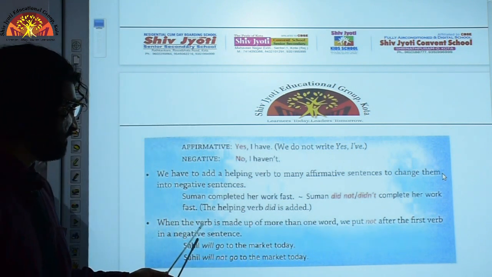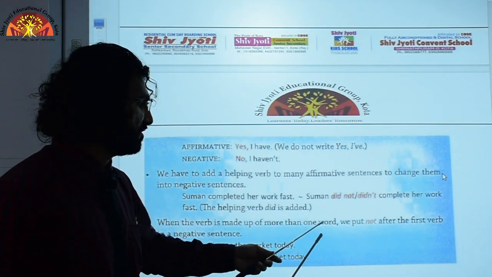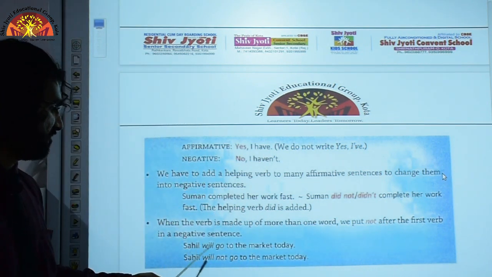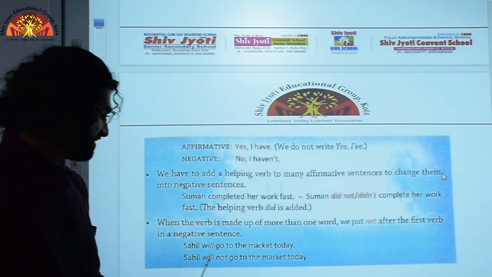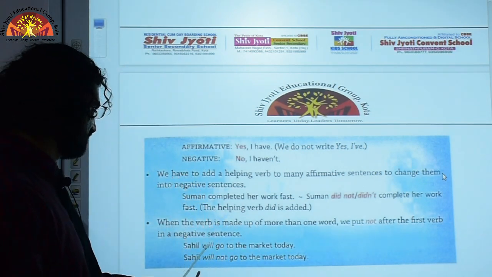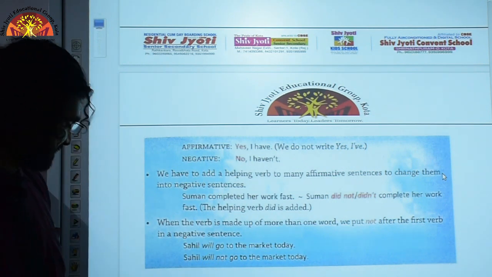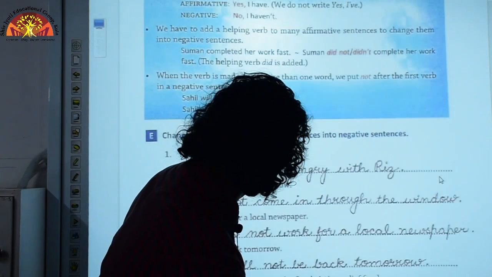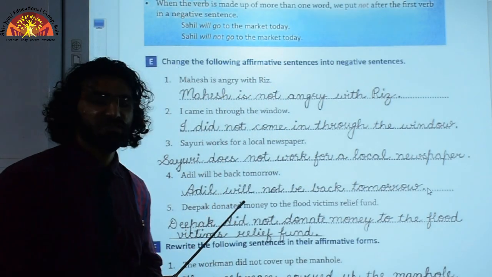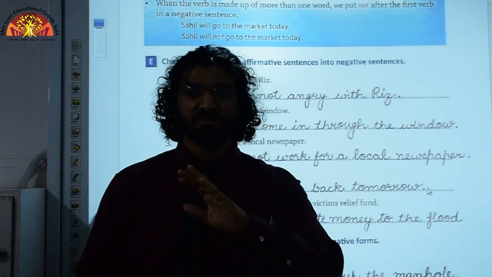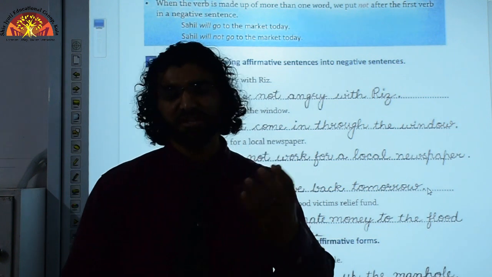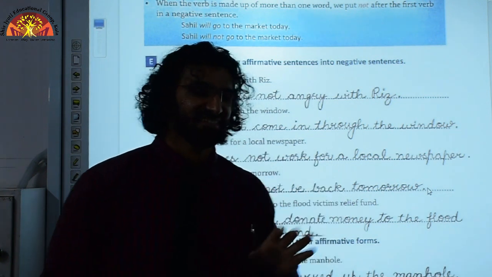When the verb is made up of more than one word, we put not after the first verb in a negative sentence. Sahil will go to the market today. Sahil will not go to the market today. We have put not here to make it a negative sentence. Now I hope you are ready for the exercise, which is exercise E. You're going to find it very interesting because all we need to do here is to change an affirmative sentence into a negative sentence, which we have just now learned. All we need to do is to bring the no words.